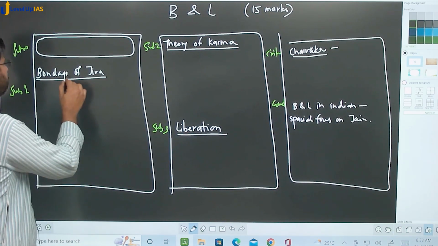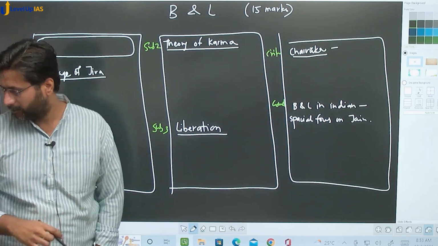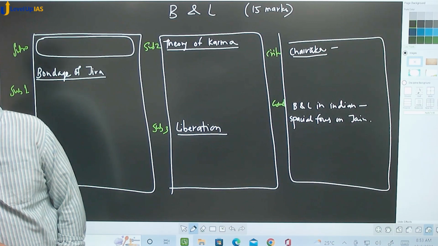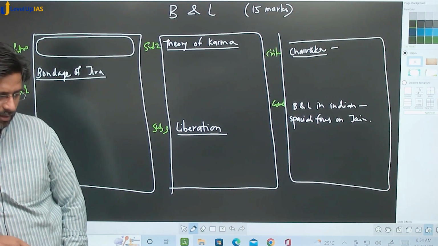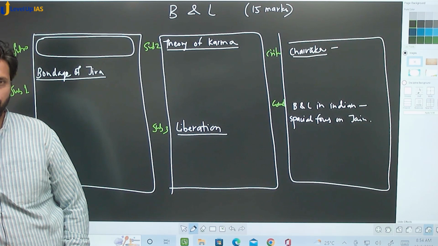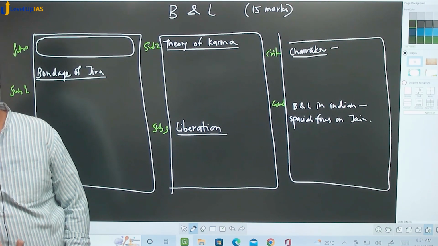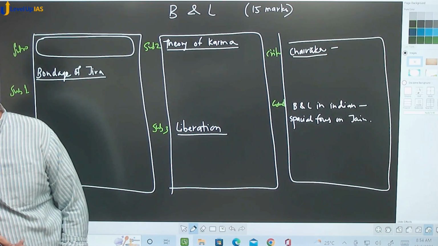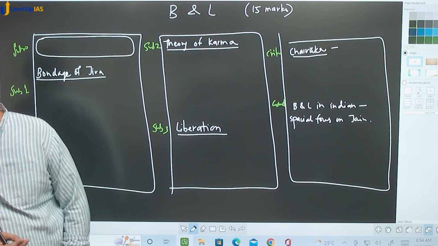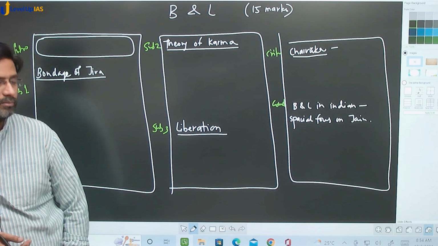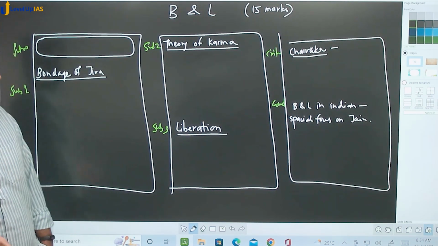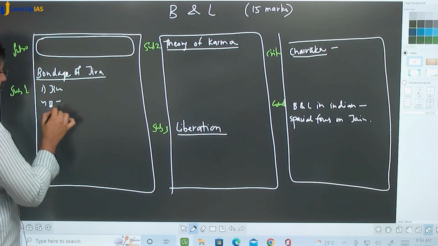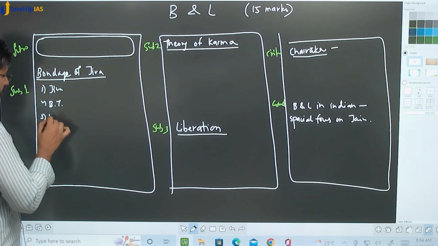So you talk about bondage of Jiva. First mention about Jiva, whatever it is originally. What is the concept of Jiva? Jiva is also one of the substance categories, an animate substance, Mukt and Baddh. Now, bondage comes into the picture because of the beginningless ignorance. So we talk about Jiva, then beginningless ignorance, then passions.